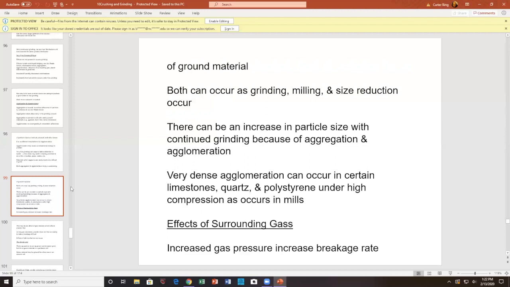Agglomeration is a particularly difficult problem in foods, right? Whenever you're dealing with foods. Increase in particle size with continued grinding because of agglomeration, right? Very dense agglomeration can occur in certain limestones, quartzes, and polystyrene under compression. A roll crusher, which we'll get into later, can actually turn into an agglomerator. Instead of crushing the particles, it agglomerates the particles up into a sheet. So watch out. Things don't happen the way you think they do.